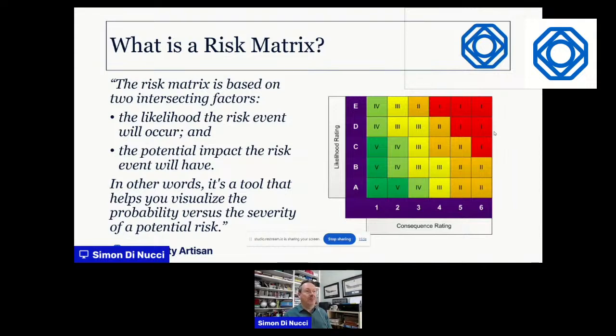In this example, we've got a risk matrix, two intersecting factors, likelihood and impact or severity. It's a tool that helps you visualize probability versus severity of a risk. We can do other things as well with it. And risk matrices have copped a lot of flak lately. I've seen on LinkedIn a lot of people blaming the tool. It's a bit silly to blame the tool. The tool is only what we make it. The matrix represents a certain number of decisions, as we will see.